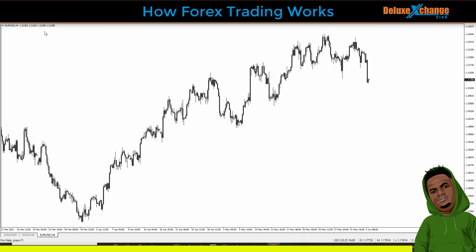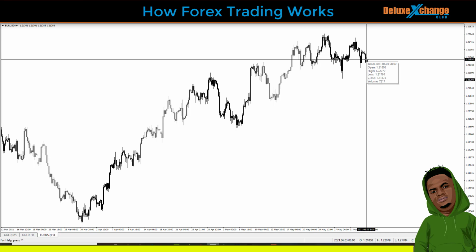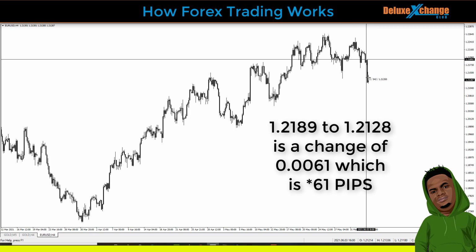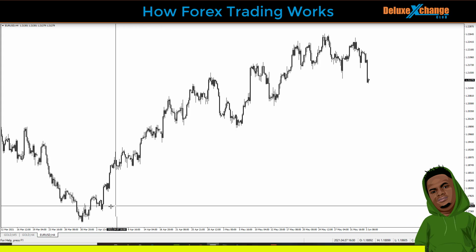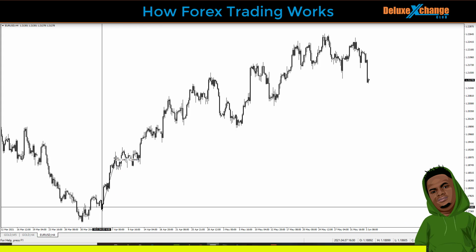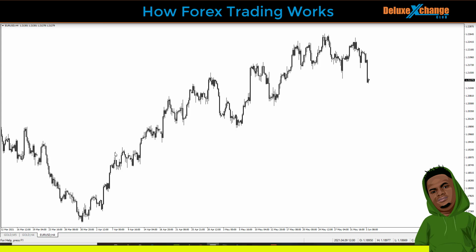So if we were selling, you could see here, if I sold up here at 1.2189, let's say, and this is where the market fell to, 1.2128, that's about 68 pips difference between here. And that's what you want to do. When the market is falling, you want to sell first and buy back at a lower price. When the market is going up, you want to buy first and sell later at a higher price, capturing the difference in the pips. And focus on pips, especially when you're a beginner.